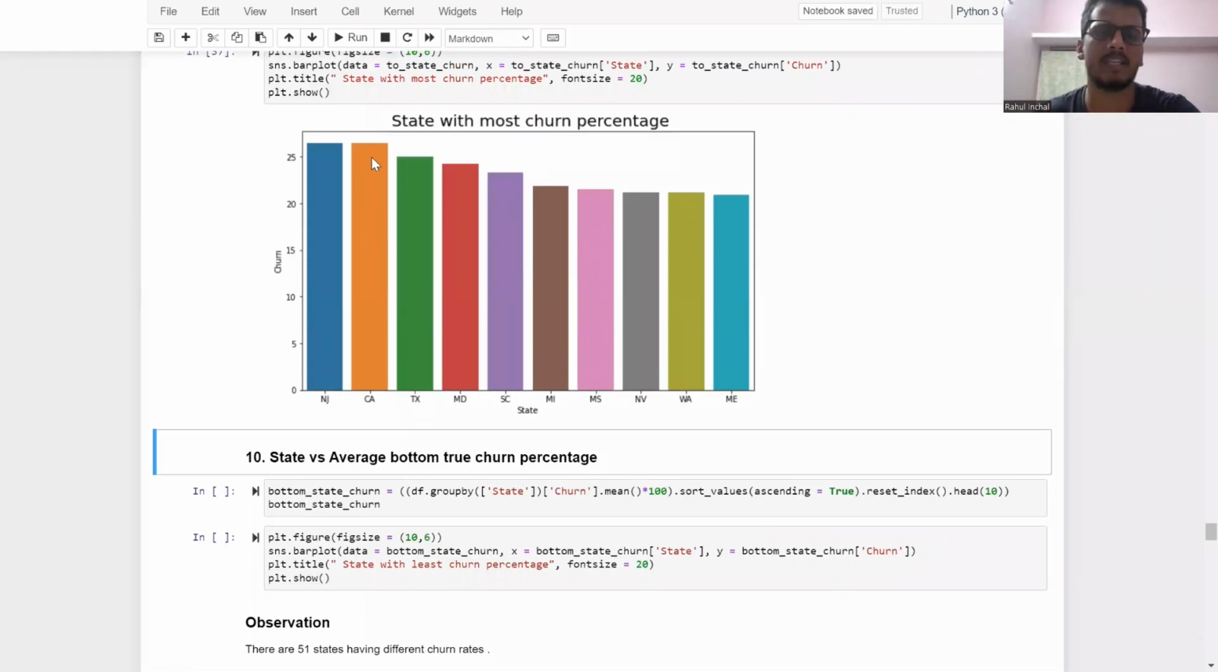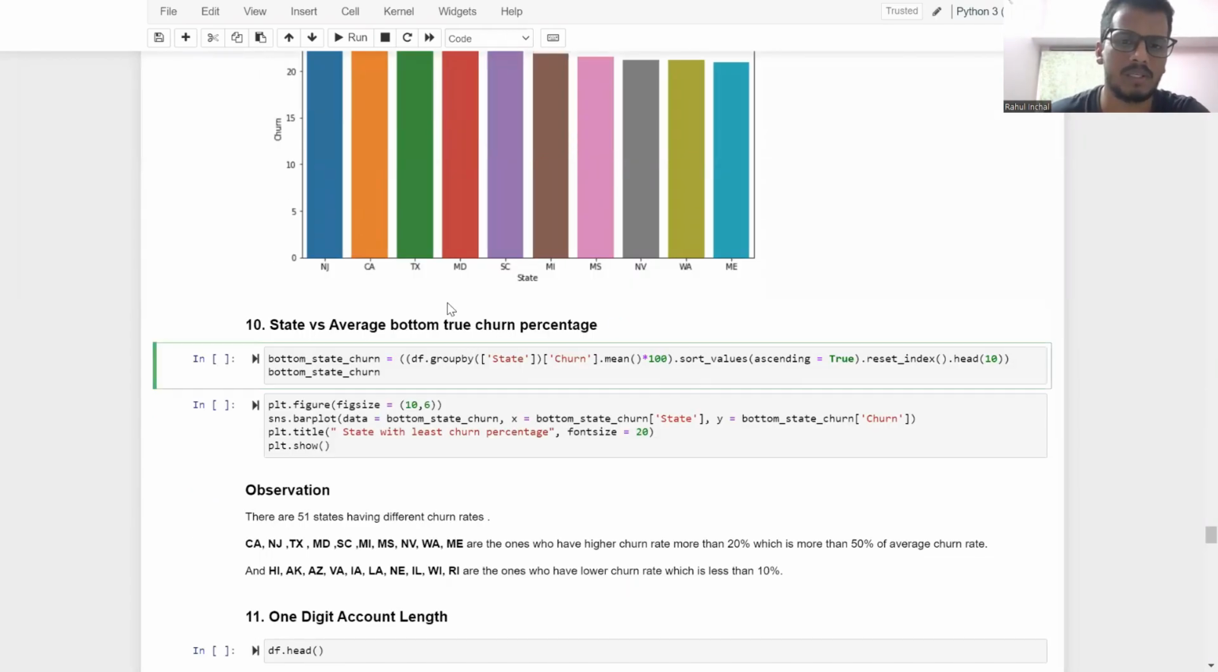We can see in the graph as well that California and New Jersey have the same churning rate, and the highest as well. So there are a lot of people in New Jersey and California in the USA who are backing off from the subscription. So yeah, that is one insight. Next is state versus average bottom.